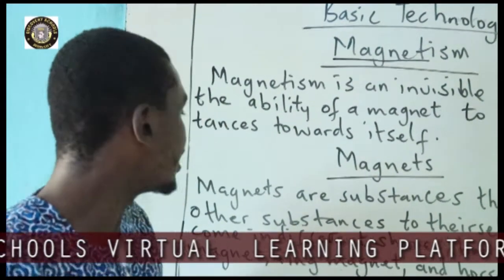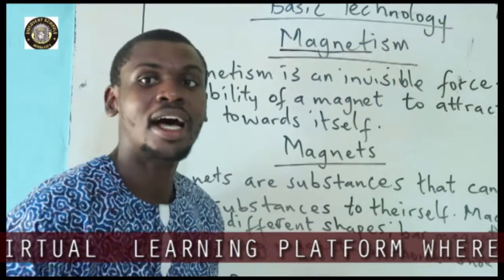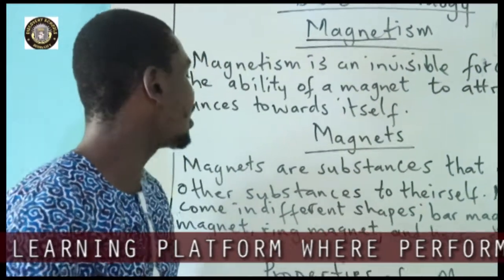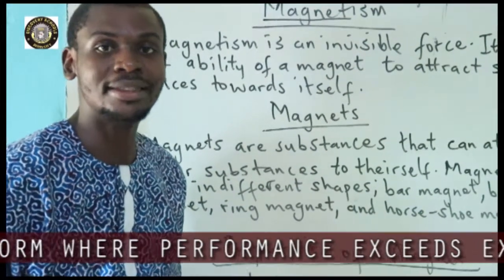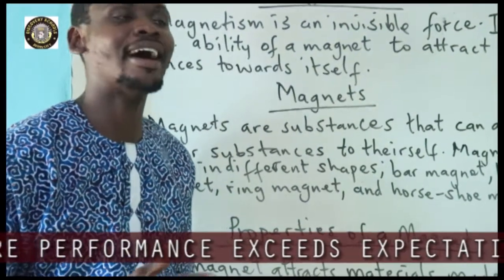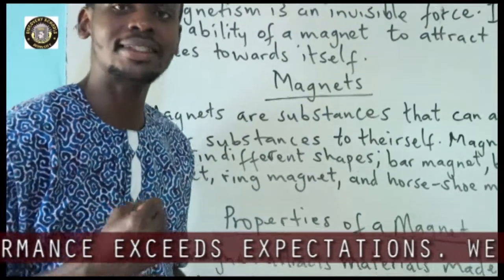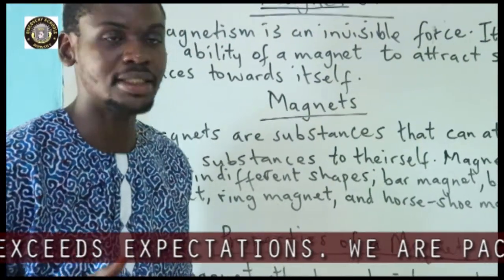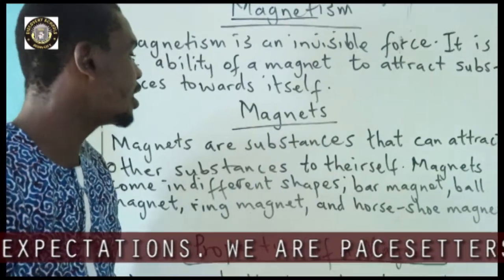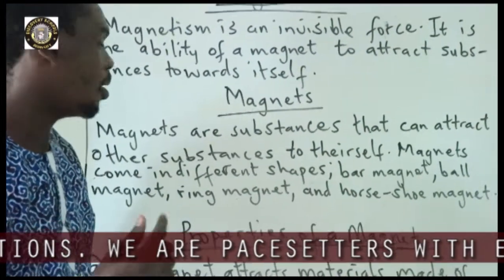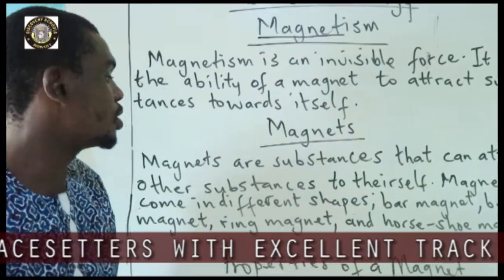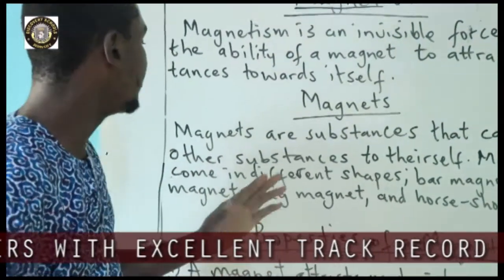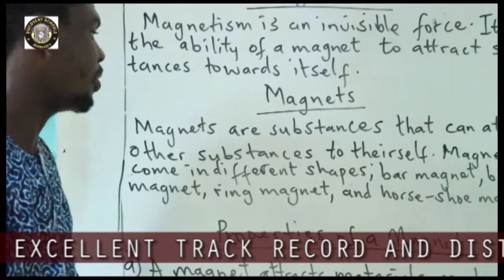Now, that simply means that magnets, on the other hand, are substances that can attract other substances to themselves. Those are magnets. They have the ability to attract and hold things to themselves. Now, the different types of magnets we have are bar magnet, ball magnet, ring magnet, and horseshoe magnet. Those are all the examples of different types of magnet that we have.